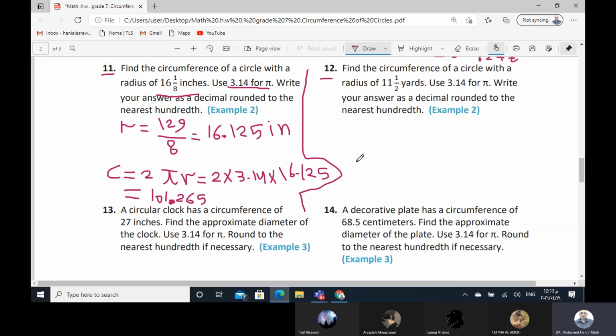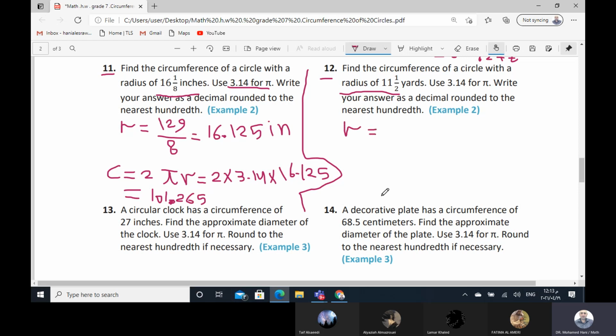Okay, Taif, are you here? Yes, Mister. Read number 12, please. I read it, Mister. Find the circumference of a circle with a radius of 11 1/2 yards. Use 3.14 for pi. Write your answer as a decimal rounded to the nearest hundredth.